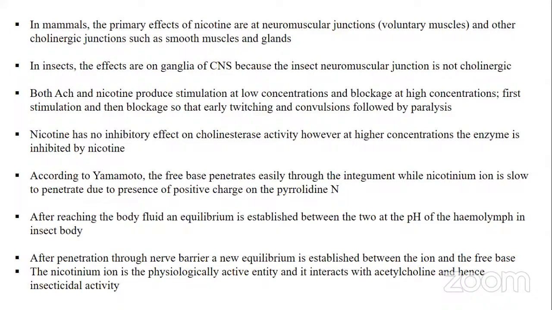In mammals, the primary effects of nicotine are at neuromuscular junctions and at the cholinergic junctions such as smooth muscles and glands. In insects, the effects are on the ganglia of the CNS, central nervous system, because the insect neuromuscular junction is not cholinergic. Both acetylcholine and nicotine produce stimulation at low concentrations and blockage at higher.